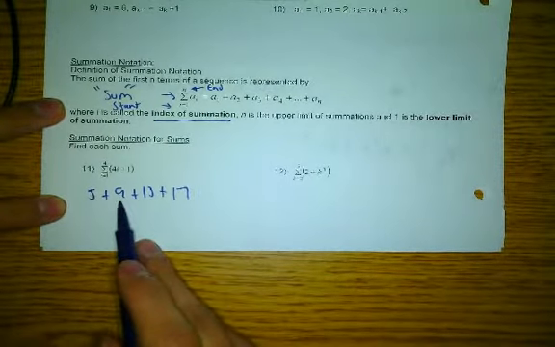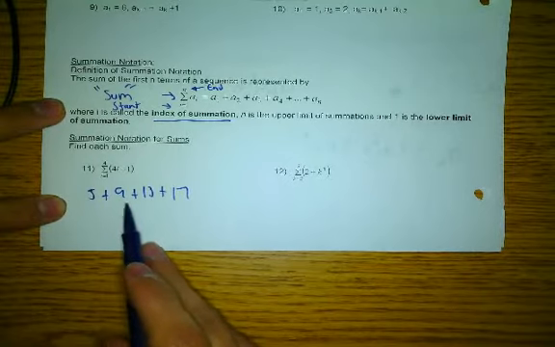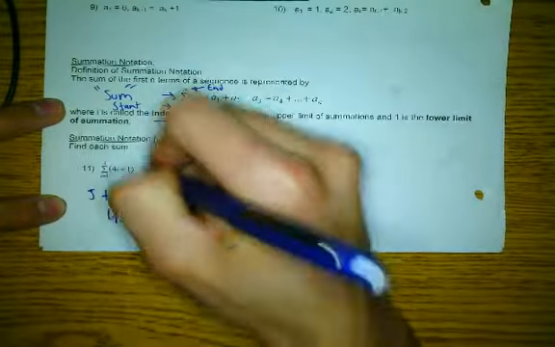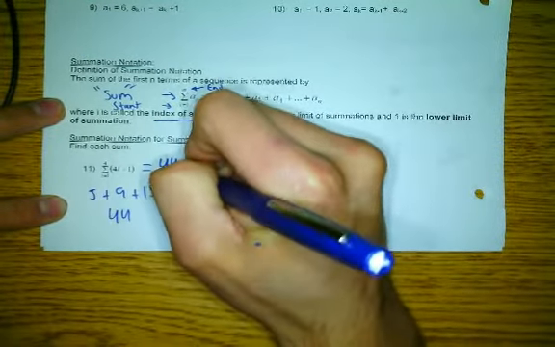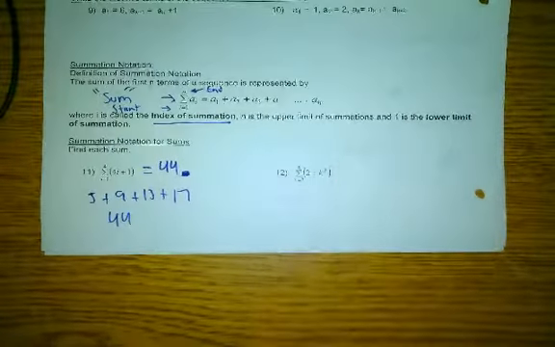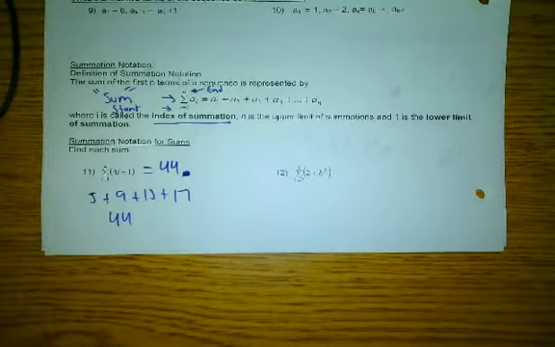You can also do like 5 plus 17. For the answer, do we have to write out the terms? Nope. No, you don't. Just write 44. That's fine.